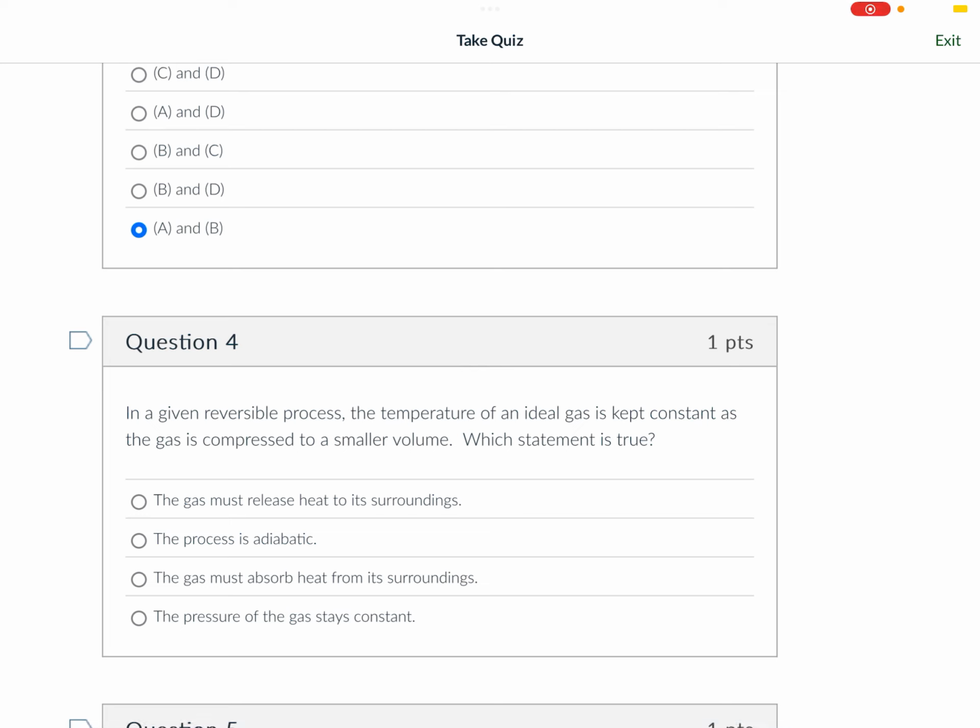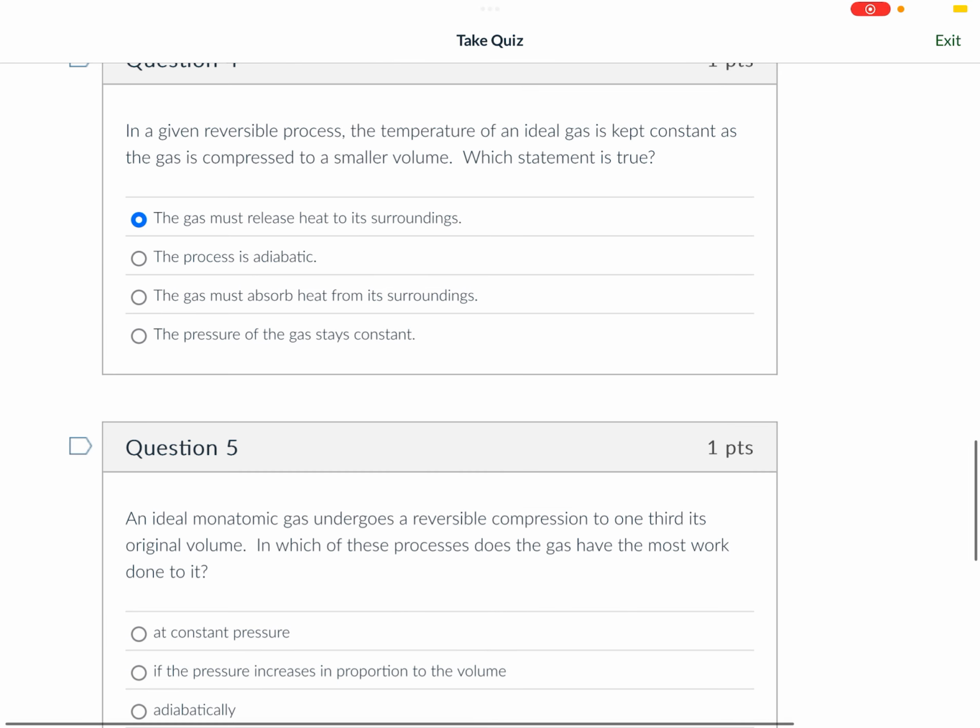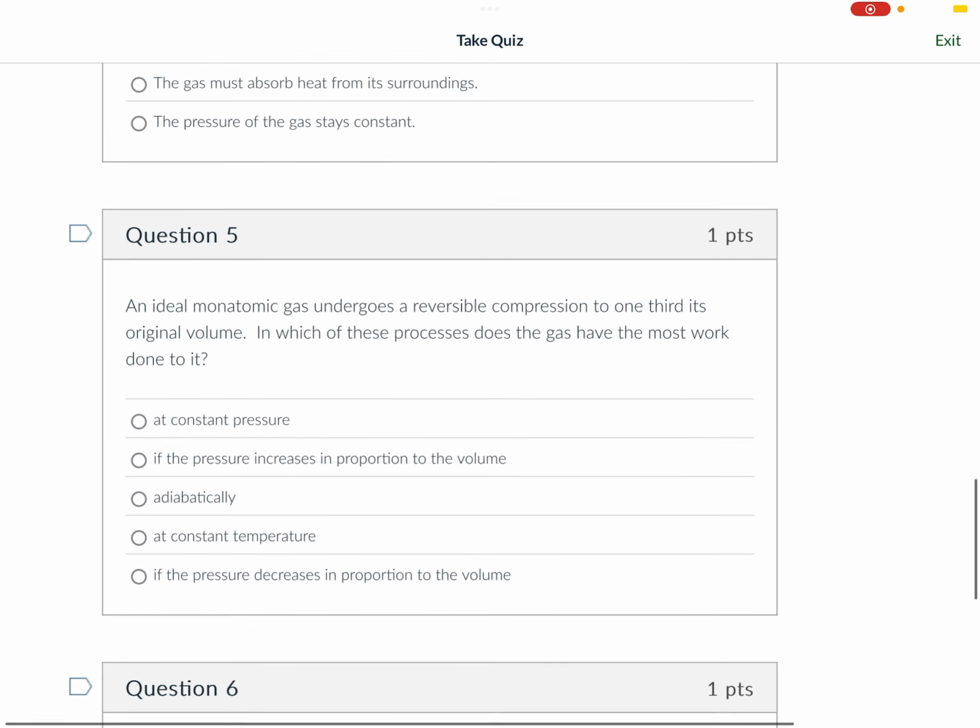In a given reversible process, the temperature of an ideal gas is kept constant as the gas is compressed to a smaller volume. So temperature stays constant, which means your internal energy stays constant. But the work done on the gas is positive because it's compressed to a smaller volume. You have to have heat released to keep this isothermal, right? Change in U equals Q plus W. Your change in U is 0, your work is positive, so your Q must be negative. It must be heat being released.